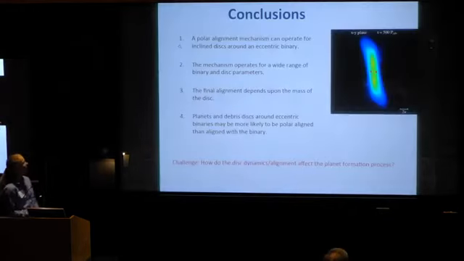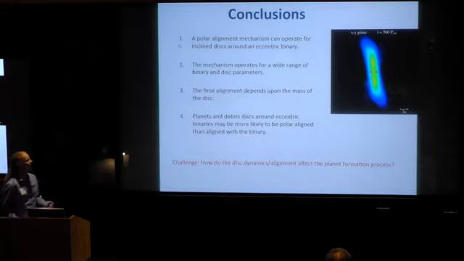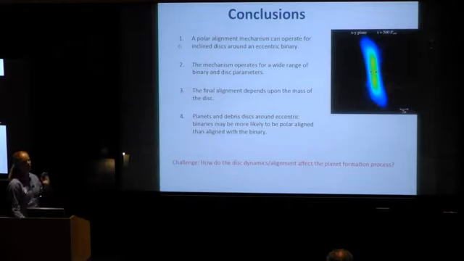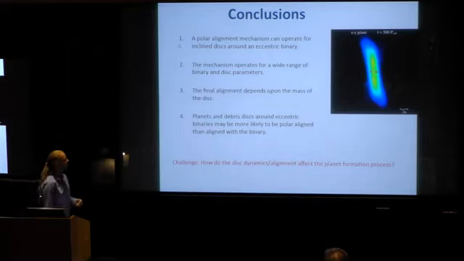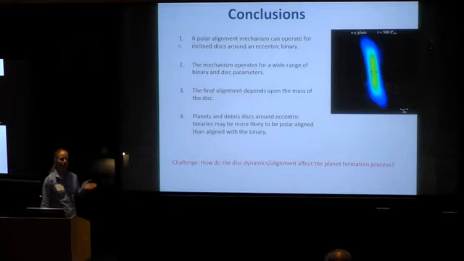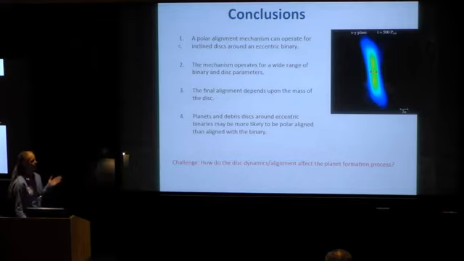Okay, so in conclusion, this polar alignment mechanism operates around an eccentric binary, so it leads to the alignment of the disk to the eccentricity vector. It operates for a wide range of parameters. The final alignment depends upon the mass of the disk. So if you have a very massive disk, the alignment could be 70 degrees.